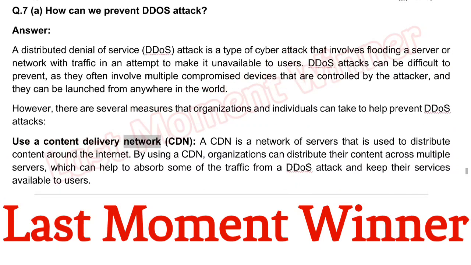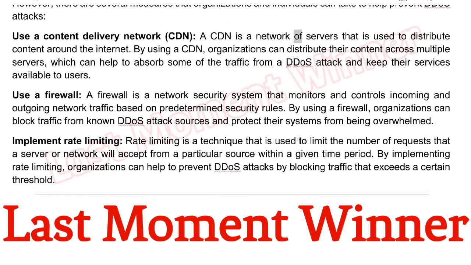Use a Content Delivery Network, CDN. A CDN is a network of servers that is used to distribute content around the internet. By using a CDN, organizations can distribute their content across multiple servers, which can help to absorb some of the traffic from a DDoS attack and keep their services available to users. Use a firewall. A firewall is a network security system that monitors and controls incoming and outgoing network traffic based on predetermined security rules. By using a firewall, organizations can block traffic from known DDoS attack sources and protect their systems from being overwhelmed.